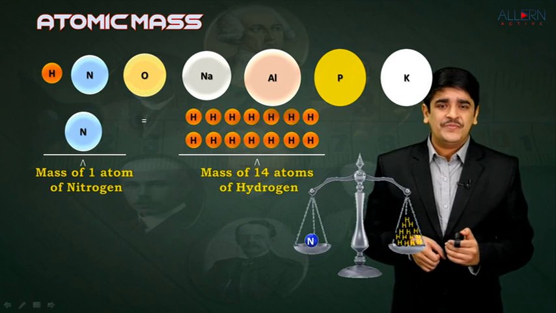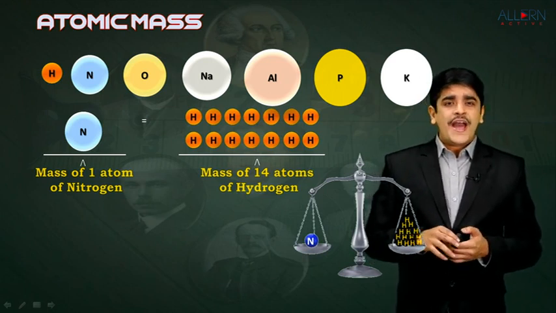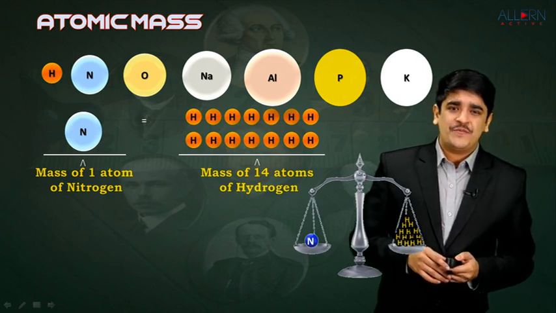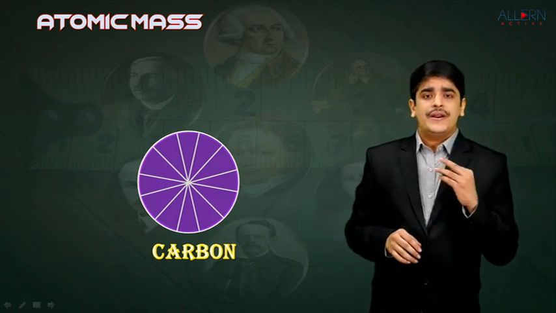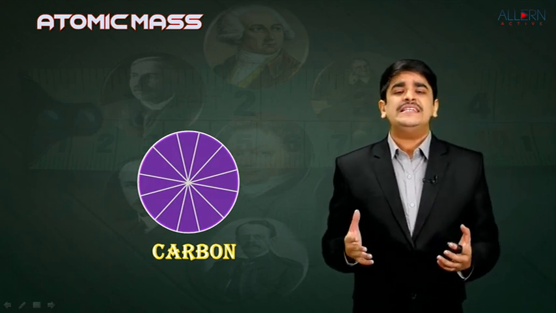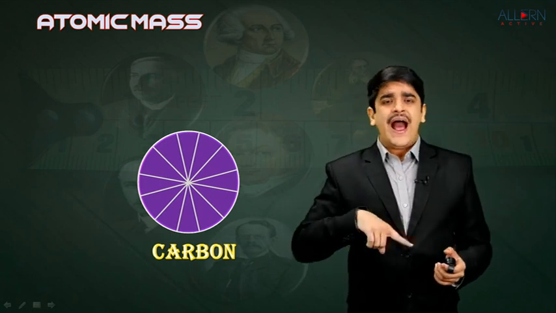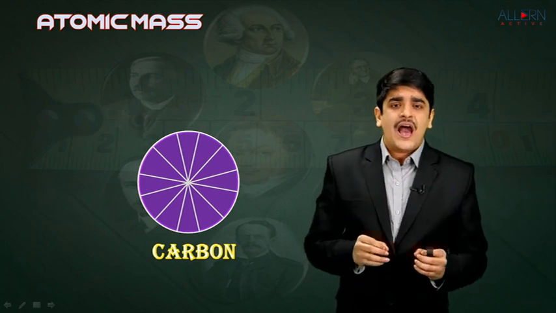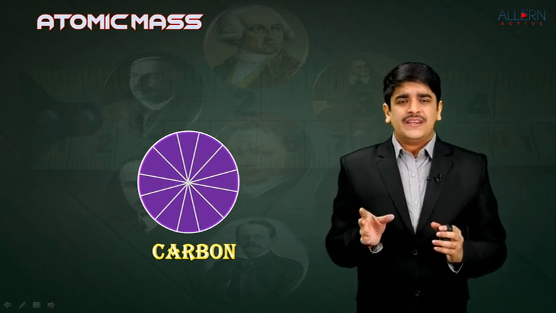So, there we have it. We have 14 atoms of hydrogen to the right, 1 atom of nitrogen to the left, and they are perfectly balanced. But there is a problem over here. Initially, hydrogen was taken as the standard of comparison. Then the standard of comparison was changed to carbon, which is a relatively more abundant, more easily available element. But the problem is, carbon as a whole, the atom as a whole, has a mass of approximately 12. Now, 12 cannot be taken as the standard of comparison.